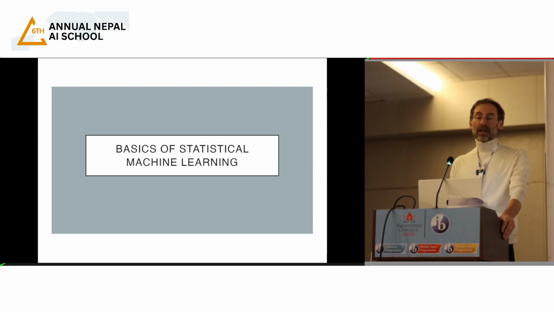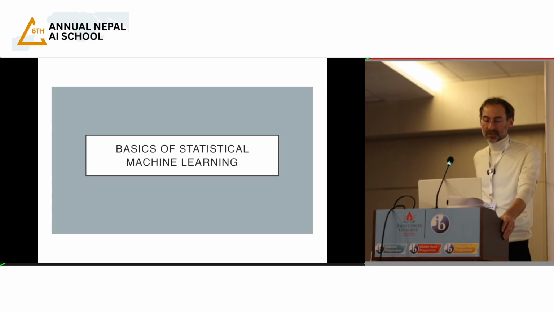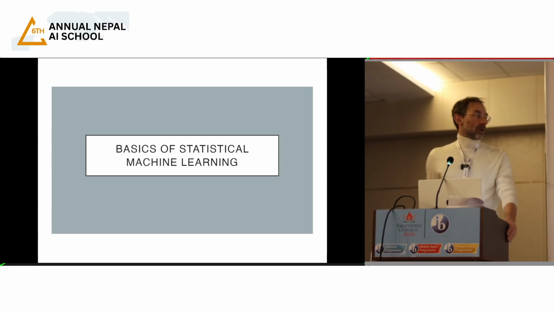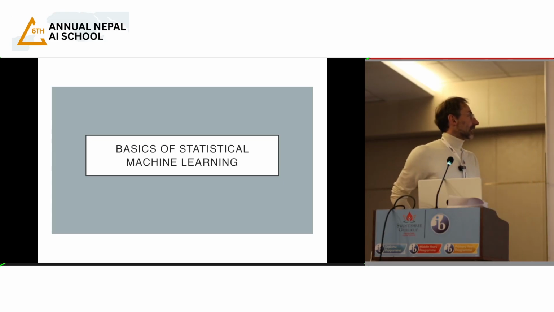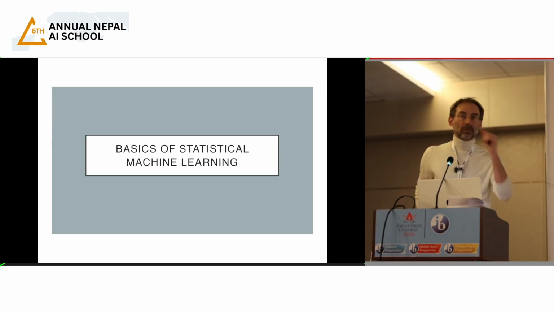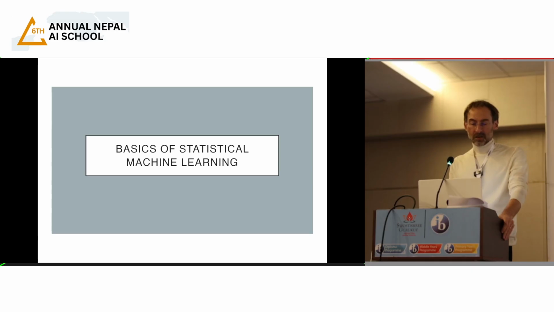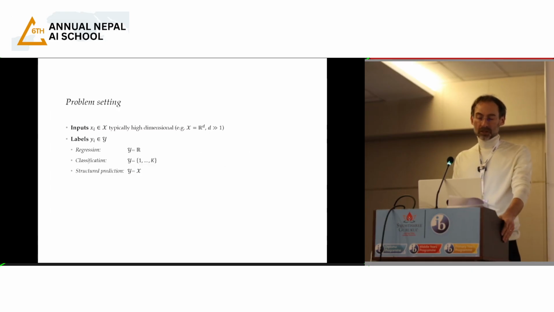So let's define it from the very basics. We assume that our input data is high dimensional. I denote it by this calligraphic X, but for practical purposes, assume that it's just d-dimensional Euclidean space, and d is very large, so hundreds or thousands or maybe even millions.